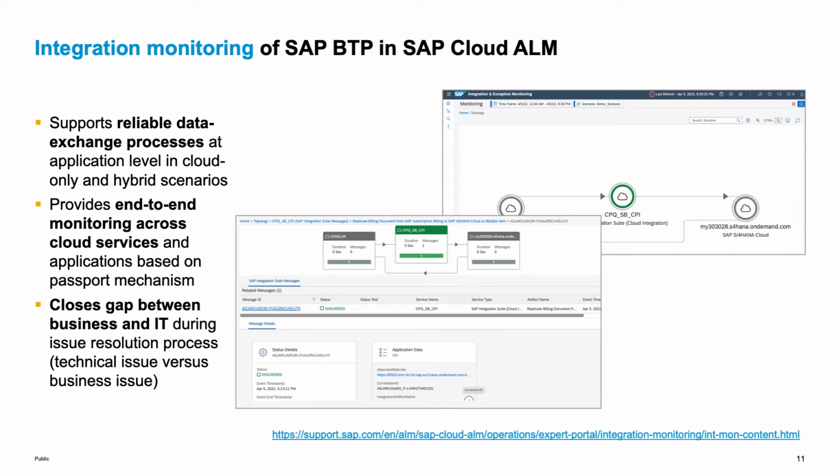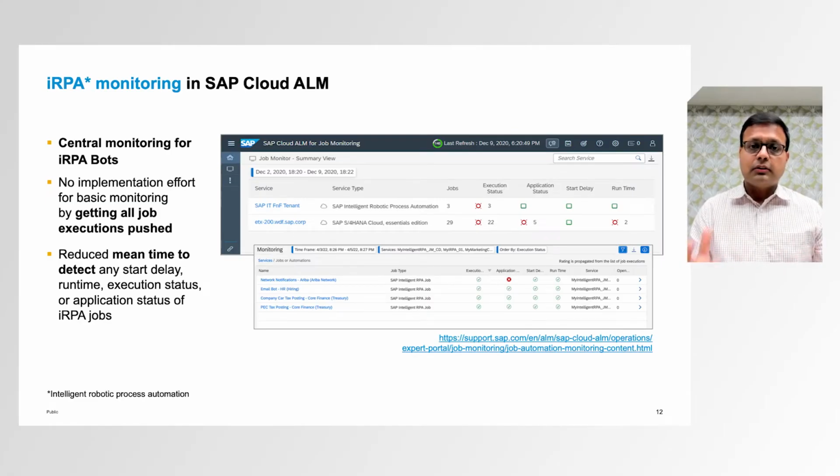So integration monitoring for CPI is a great capability within SAP Cloud ALM. And the third capability that is also of relevance for BTP customers is the monitoring of IRPA. IRPA is the robotic process automation, which is part of our automation capabilities of BTP, where using Cloud ALM job monitoring capability, you can actually monitor the bots that you have created using the IRPA technology.